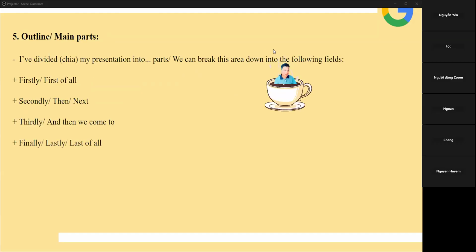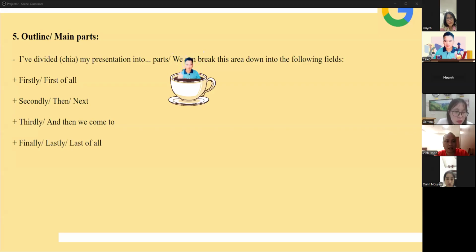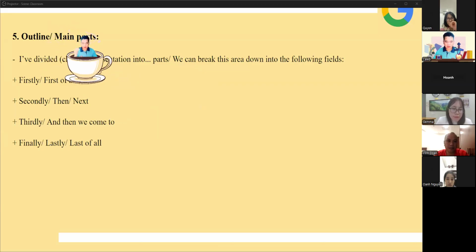So what is the outline or the main parts? To explain the outline, we can use sequence words like firstly, secondly, thirdly, and finally. Or we could say first of all, then, next, and then lastly, last of all. These are ways we can explain the outline. For now we don't have any presentation, but in presentations this is what we need to remember: to explain the outline or the main parts, we use sequence words.